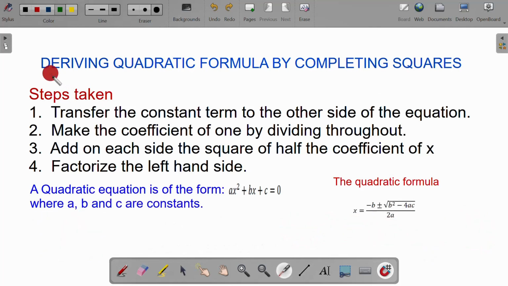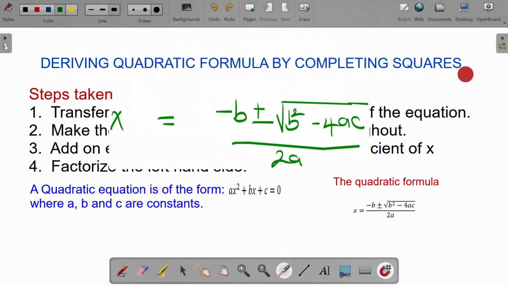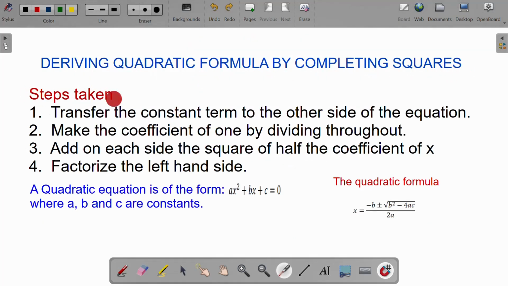So tonight we are going to derive the quadratic formula by completing squares. And in here we have the steps taken. Step 1, transfer the constant term to the other side of the equation. Step 2, make the coefficient of x squared 1 by dividing through both sides. Step 3, add on each side the square of half the coefficient of x. So we are going to see this. Then lastly, we factorize the left hand side and then we make x the subject.